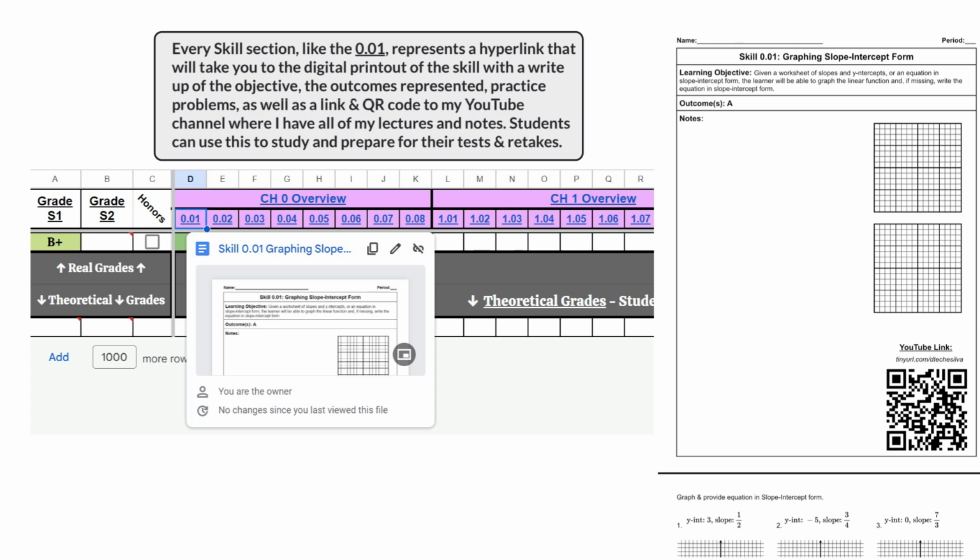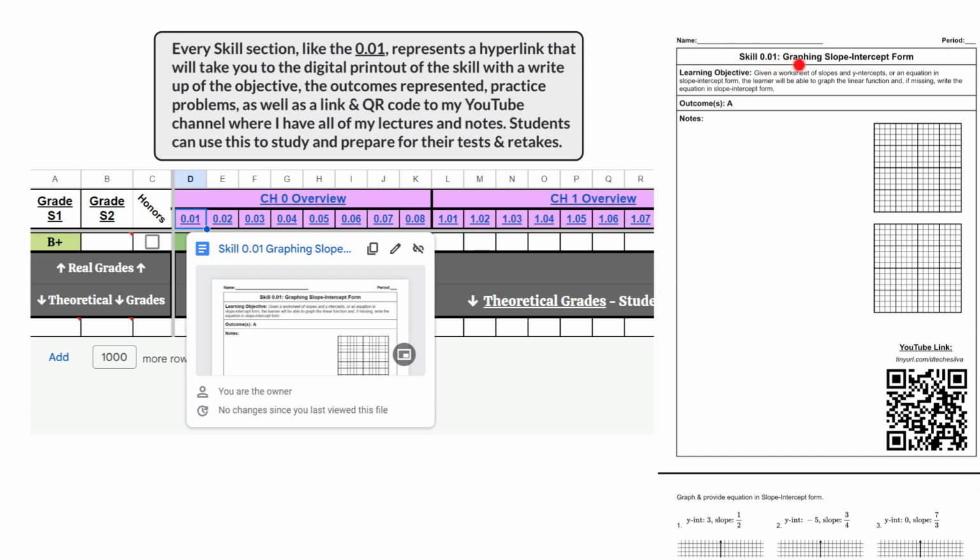So, again, if the student took the chapter 0 test and they did not understand 0.01, they scored a 1 or a 2 or maybe even a 3, and they want to come in and do retakes on it, one of the things I suggest is you click on 0.01 from the table. It'll pop up this little preview of the document, and when you select it, it will open up a Google Doc. All of my assignments look like this.